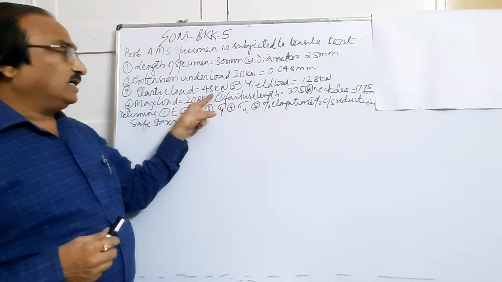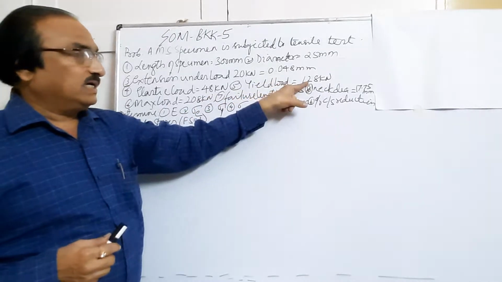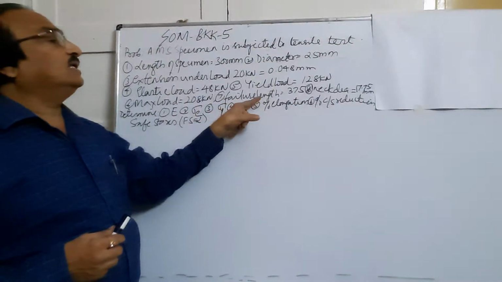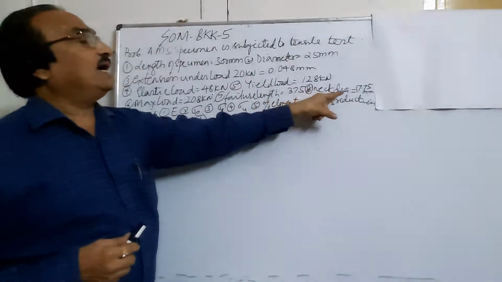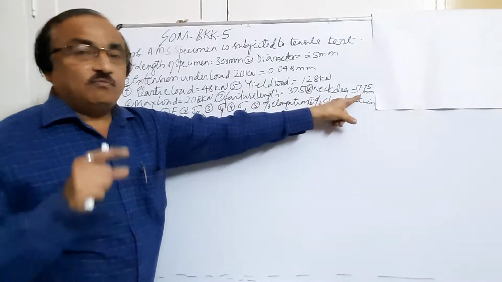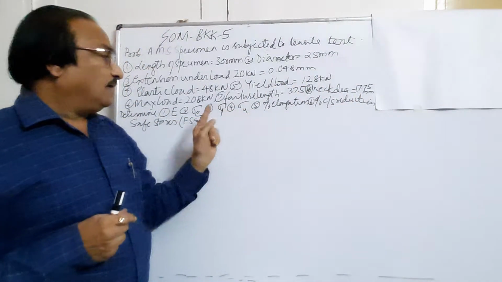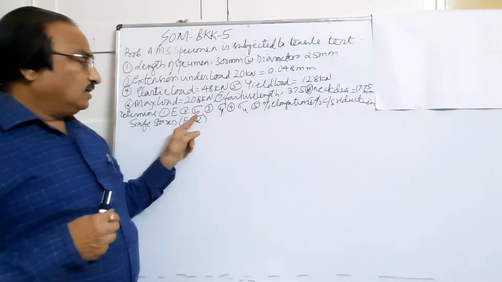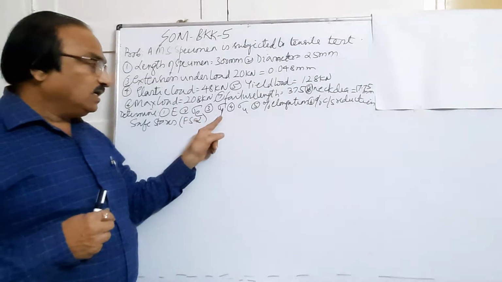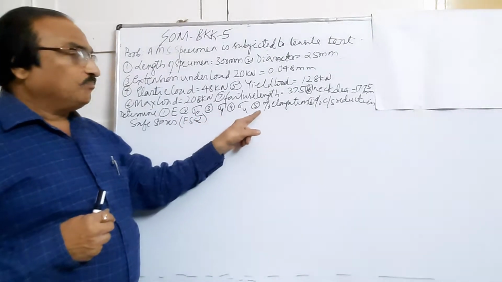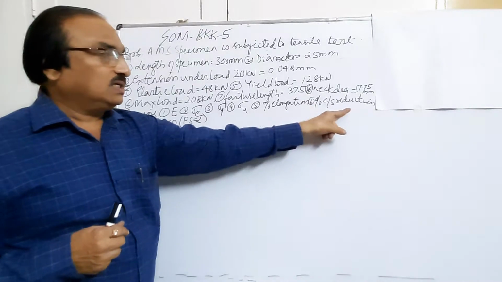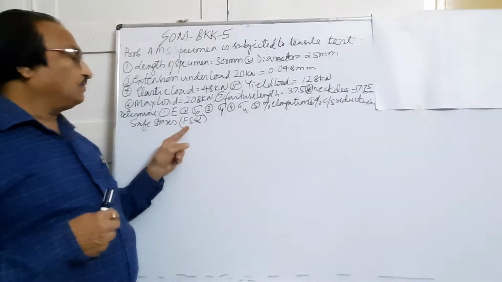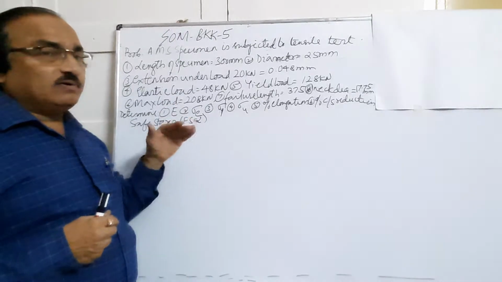Elastic load is 48 kilonewton. Yield load is 128 kilonewton. Maximum load is 208 kilonewton and the failure length is 375 mm. Neck diameter is 17.75 mm. When it breaks, the diameter gets reduced. You are required to find Young's modulus, elastic stress, yield stress, ultimate stress, percentage elongation and percentage reduction in cross-sectional area, and the safe stress with a factor of safety of 2. One by one we will be doing the calculations.